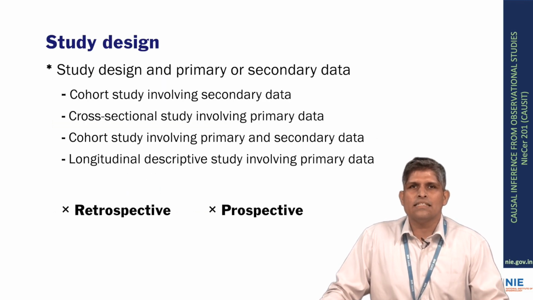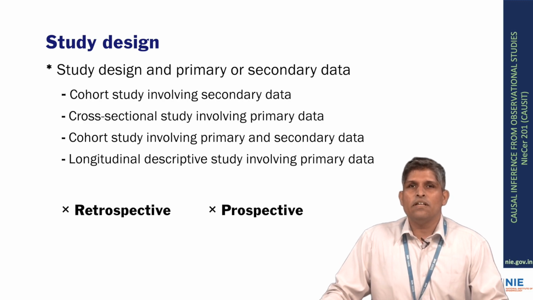Whenever we mention the study design in the proposal or in the research paper, this is how we describe. We first mention the study design and then follow it up with whether we used primary or secondary data. We have provided some examples below. Cohort study involving secondary data. Cross-sectional study involving primary data. Cohort study involving primary and secondary data. Longitudinal descriptive study involving primary data. These are some examples about how we write study design in our proposal and research papers.